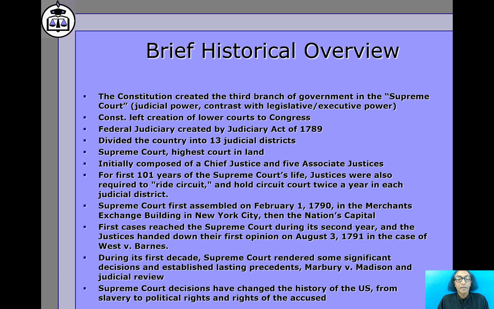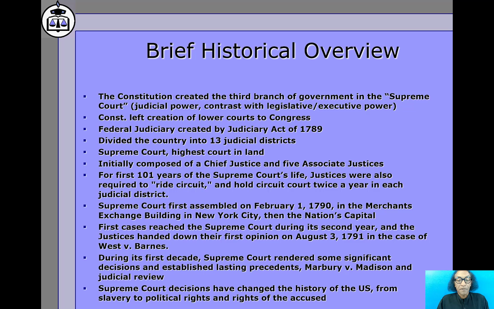Interestingly, the Constitution created a single entity known as the Supreme Court and left the rest of the lower federal courts to the discretion of Congress. In other words, the Supreme Court is the creation of the Constitution, but the other courts, the federal district courts, the appellate courts, and other Article 1 courts, are actually creatures of Congress itself.